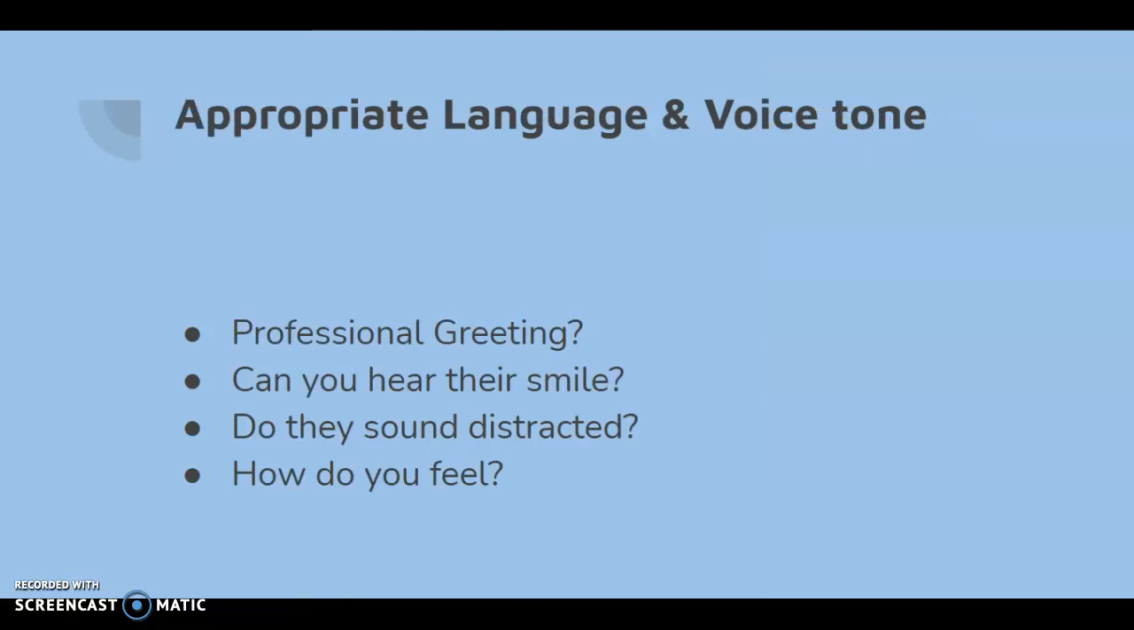The other thing you need to be looking at for a staff member, especially when you're doing a Zoom observation, which you will be doing on Friday, is are you looking for the appropriate language and voice tone of the person on the reception? Are they being professional? Are they saying good afternoon, nice to meet you, maybe using the name of the company? Can you hear their smile? So it's very similar to when you're talking to somebody on the phone. You're applying the same kind of ideas on the Zoom call as well.